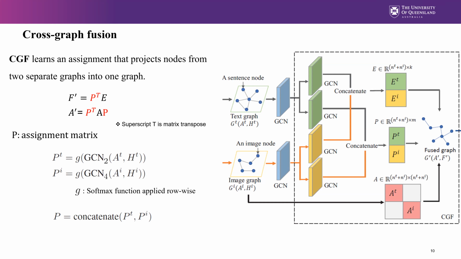Sorry, I beg your pardon. What's your first question? Sorry, I didn't get you. So maybe the second question, I'll bring that first. You have 2 GCNs in blue, one for sentences, one for images, right? Yes.